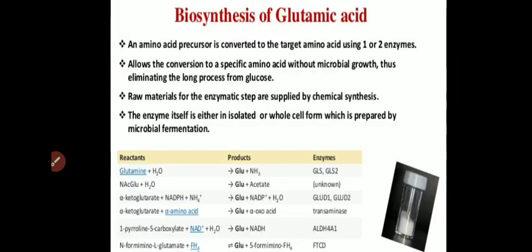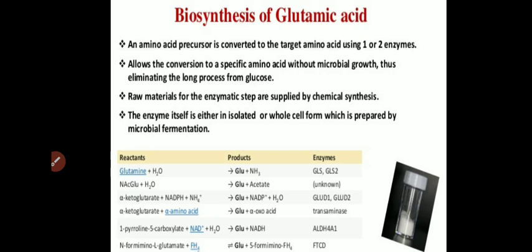Hello dear students, I'm Assistant Professor Rushali Ahel, and in the last session of fermentation technology we have already started with the introduction of glutamic acid. In this session we will study about the biosynthesis of glutamic acid.